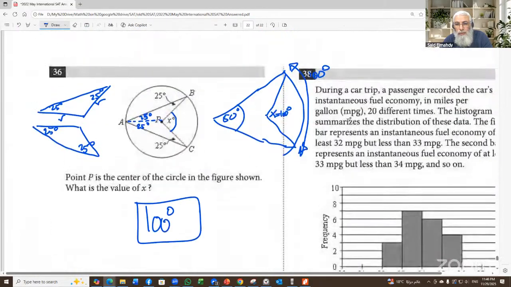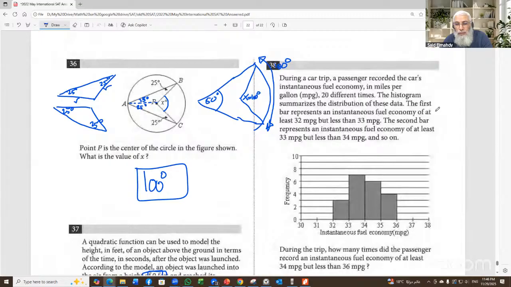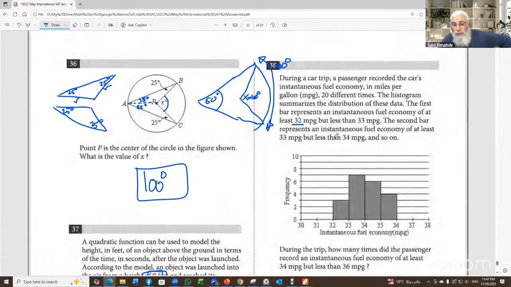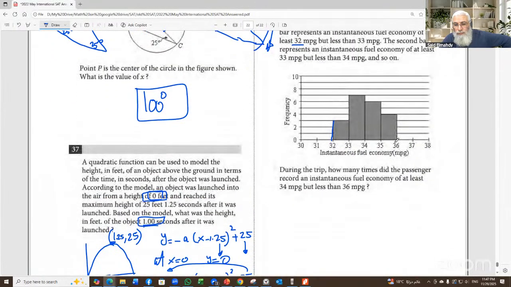Last question, number 38. During a car trip, a passenger recorded the car's instantaneous fuel economy in miles per gallon at 20 different times. The histogram summarizes the distribution of these data. The first bar represents an instantaneous fuel economy of at least 32 miles per gallon but less than 33 miles per gallon. The second bar represents at least 33 but less than 34 miles, and so on. During the trip, how many times did the passenger record an instantaneous fuel economy of at least 34 miles per gallon but less than 36?